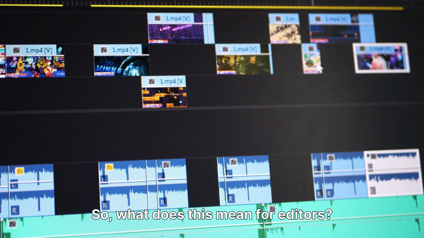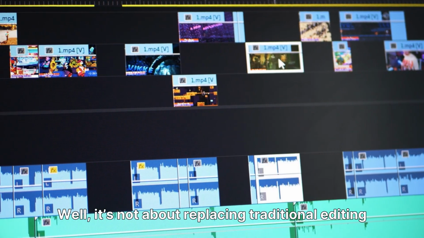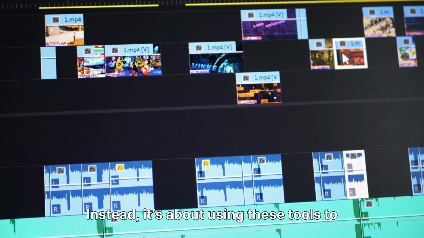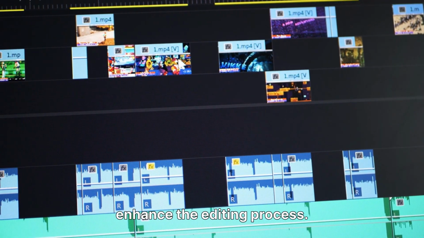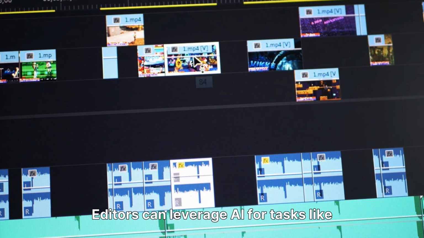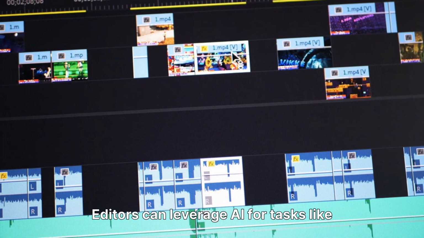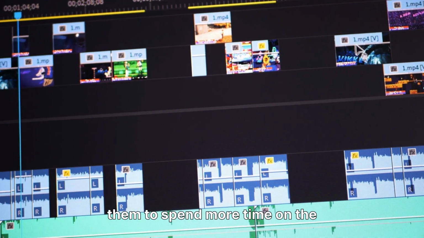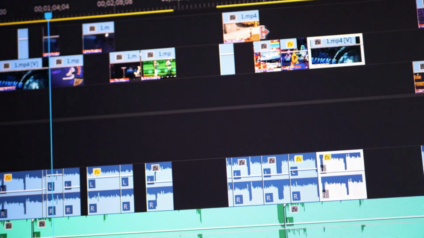So, what does this mean for editors? Well, it's not about replacing traditional editing with AI. Instead, it's about using these tools to enhance the editing process. Editors can leverage AI for tasks like organizing footage or generating rough cuts, allowing them to spend more time on the creative aspects of storytelling.